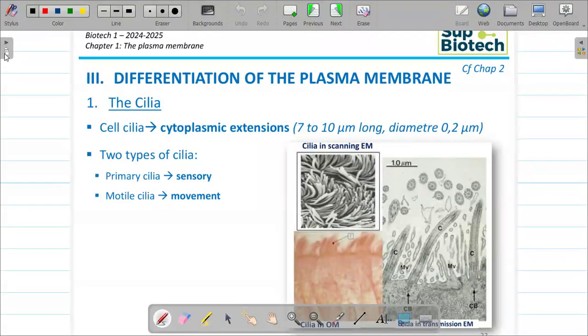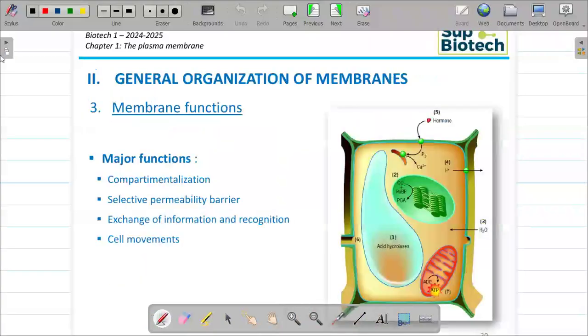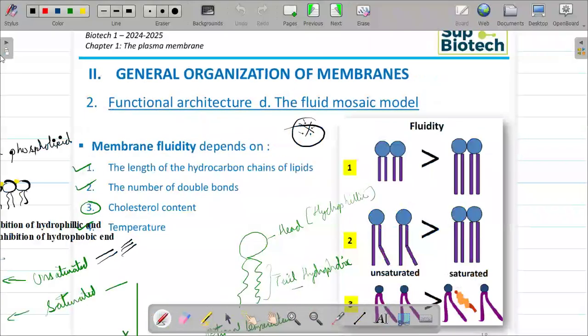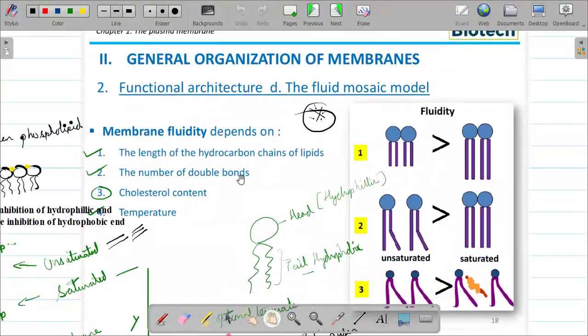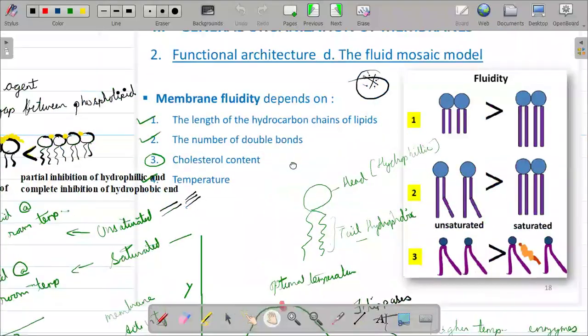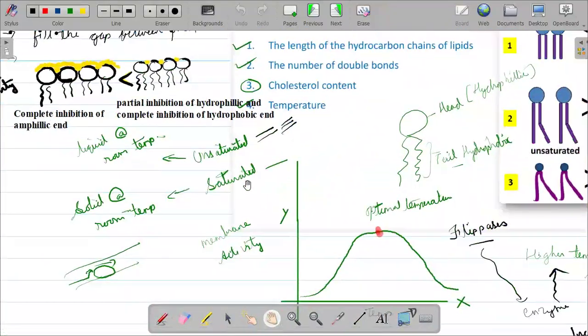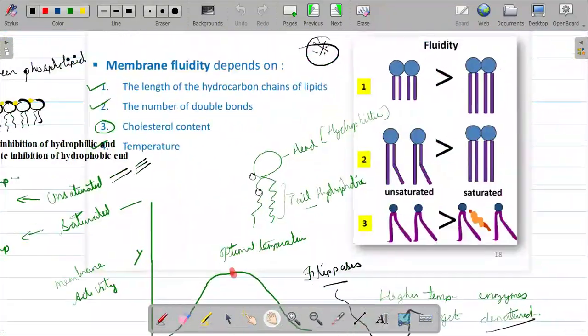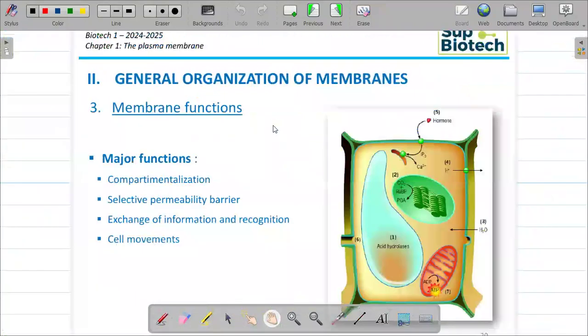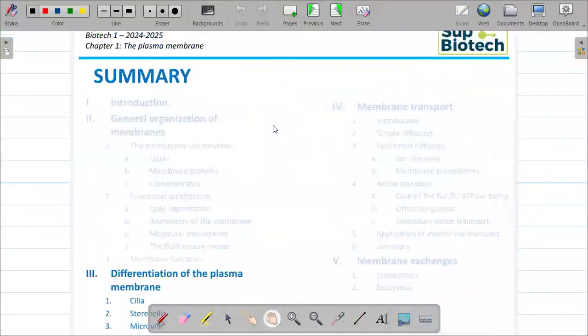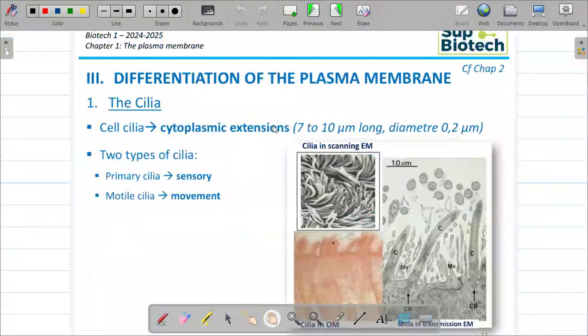Here we're going to see about the various modifications and structures that are present in the plasma membrane. In the last class we focused on the fluid mosaic model of the plasma membrane, and we discussed the main reason for membrane fluidity and the factors by which membrane fluidity is highly affected. We have seen all this in the last class. Now we can go to see the differentiation of the plasma membrane.